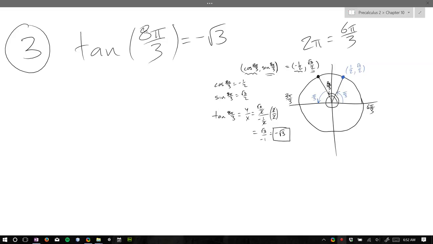There's one last thing. I talked about reference angles, and as I was reading your book, I realized that reference angles are explained in 10.2. So let's go ahead and define reference angles and do a few examples.